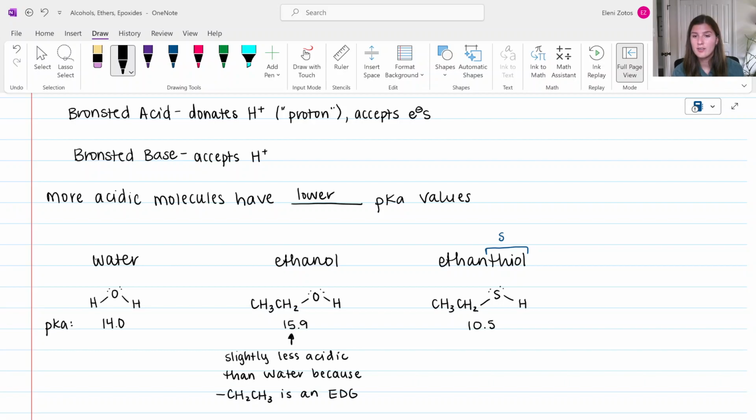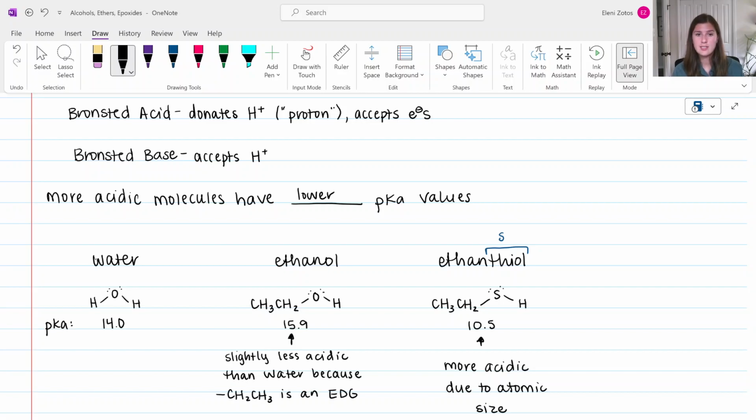Because sulfur is larger, the bond between sulfur and hydrogen is longer, so it's a weaker bond, easier for hydrogen to be removed. Also, because sulfur is larger, it's more stable with a negative charge with the extra pair of electrons as the conjugate base. All right, so ethane thiol is more acidic due to atomic size.